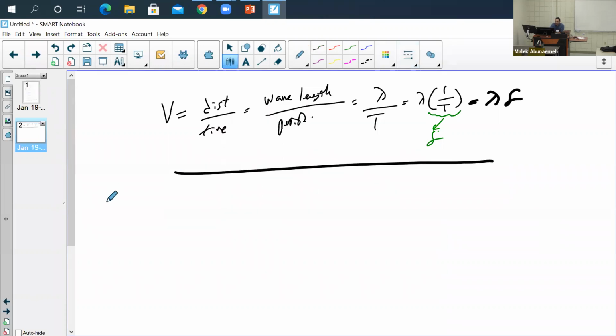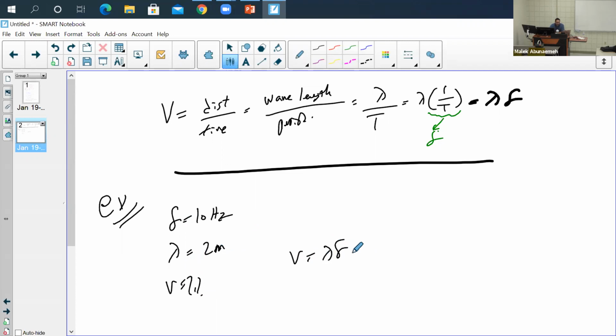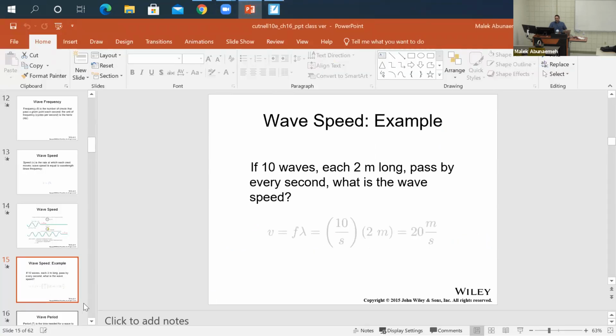So let's do this example. You've got 10 waves, so your frequency is 10 hertz. Each is 2 meters long, so your lambda is 2 meters. And you're looking for your speed. Knowing that the speed equals lambda multiplied by the frequency, that's going to equal 10 for your frequency multiplied by lambda, 2. So it's 20 meters per second. Awesome.